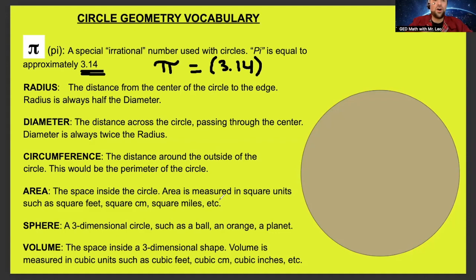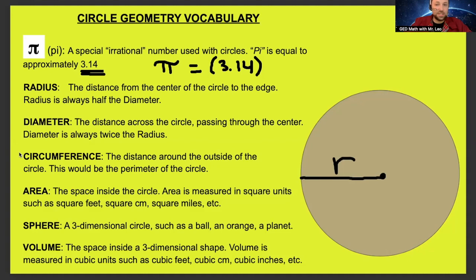Okay. Our next vocabulary word is radius. Radius is the distance from the center of the circle to the edge. Radius is always half the diameter. So here's my circle. We could call this approximately the center. Radius would be this distance from the center to the edge. That is 1 radius. We use the letter R to indicate radius.